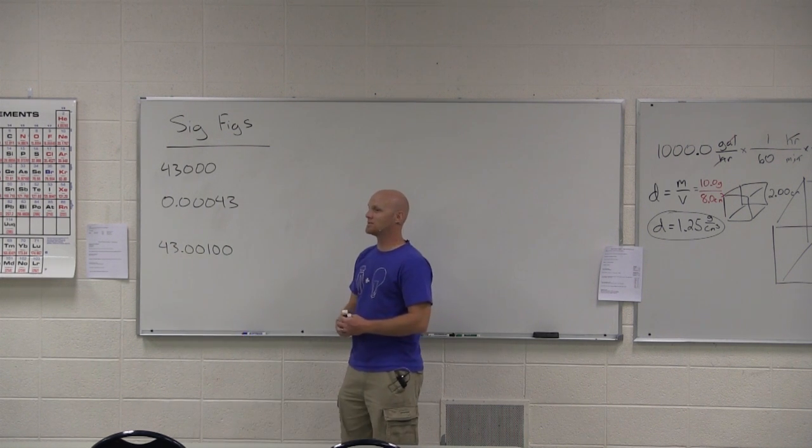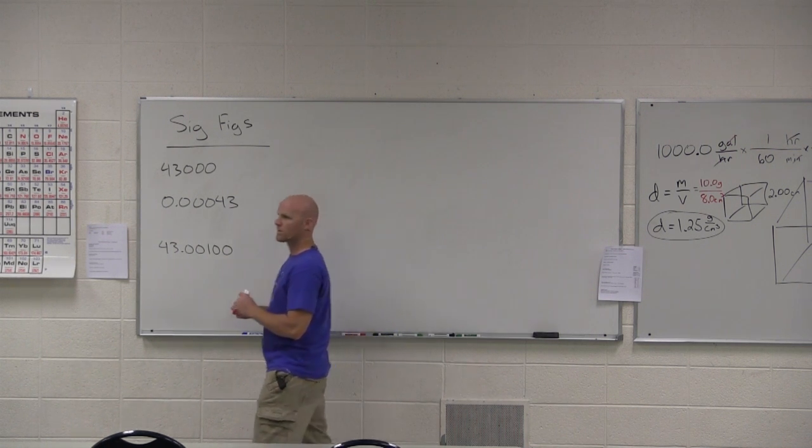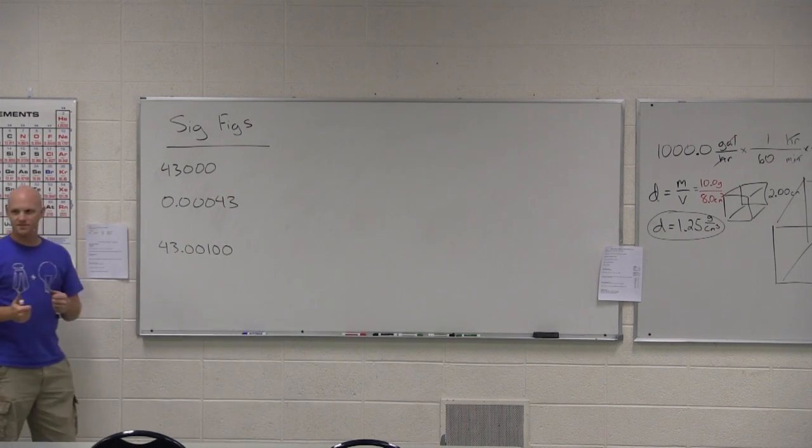So when are zeros significant and when are they not significant? Zeros in between two significant figures are, and where do we see zeros in between sig figs up here?